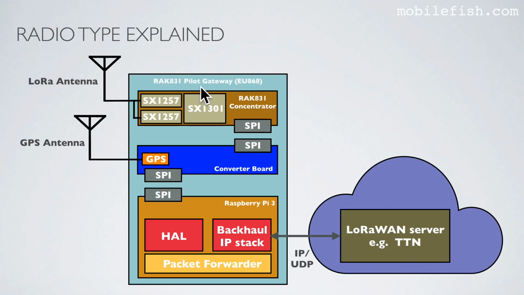This is the REC A31 Pilot Gateway, which is configured for the AU868 frequency range. The gateway has a REC A31 concentrator, which has a SX1301 digital baseband chip and these 2 radios. A radio signal is received by these 2 radios and processed by this chip. The data is then sent to the packet forwarder, and the packet forwarder sends this data to the LoRaWAN server.